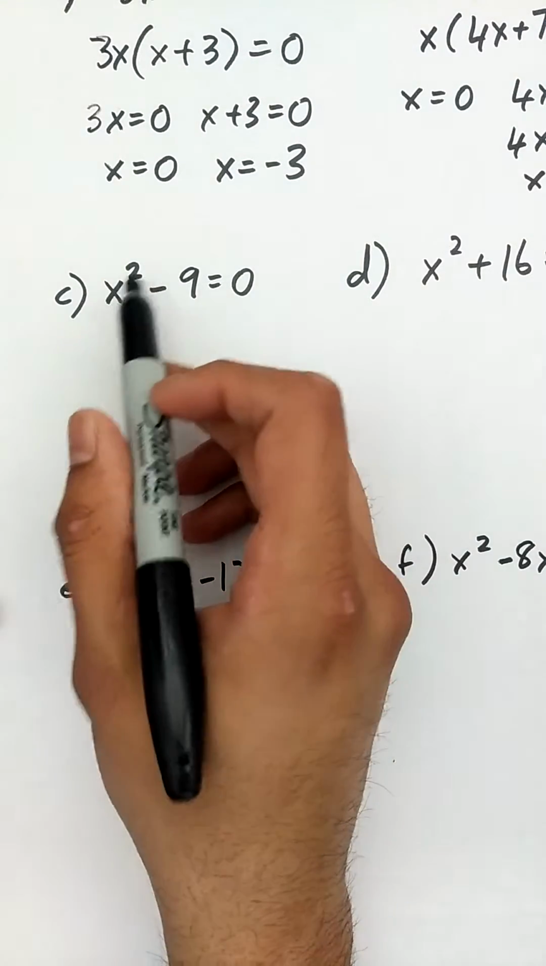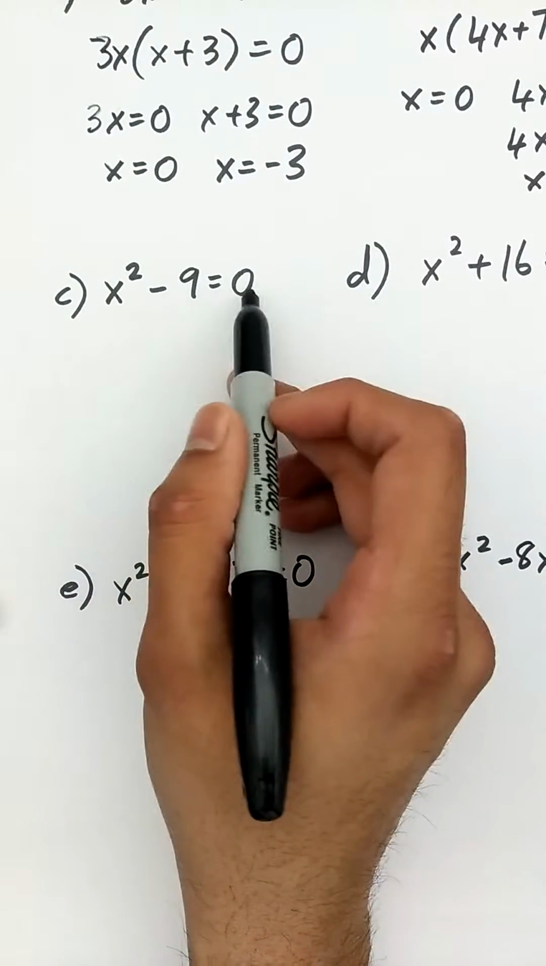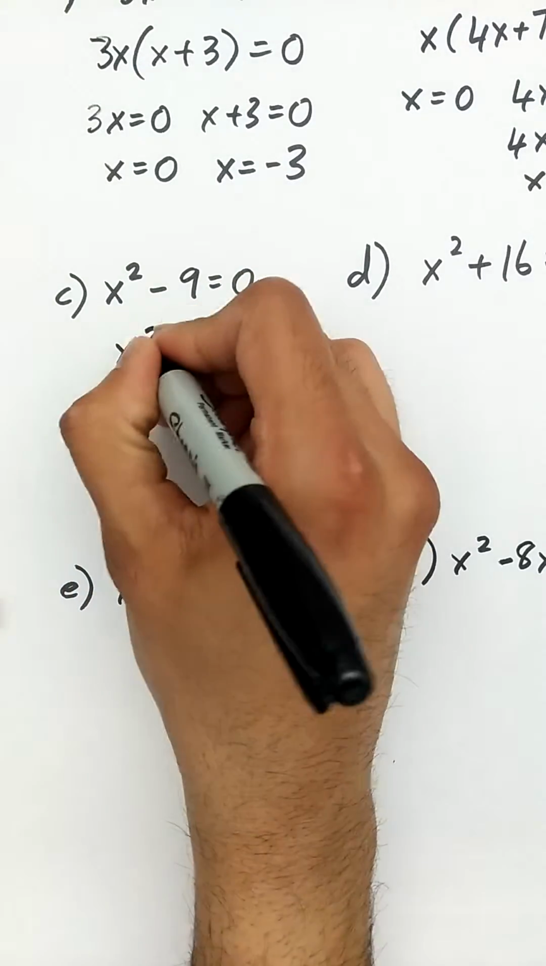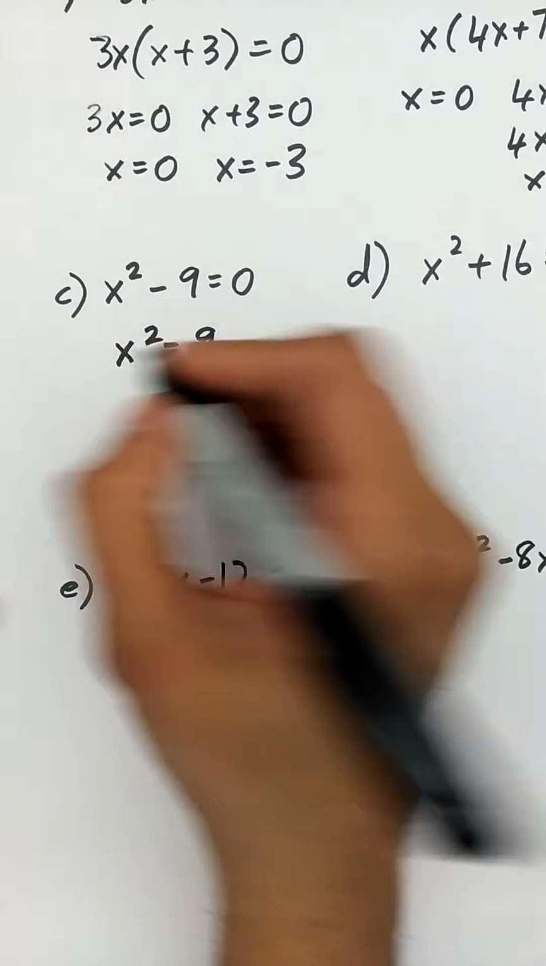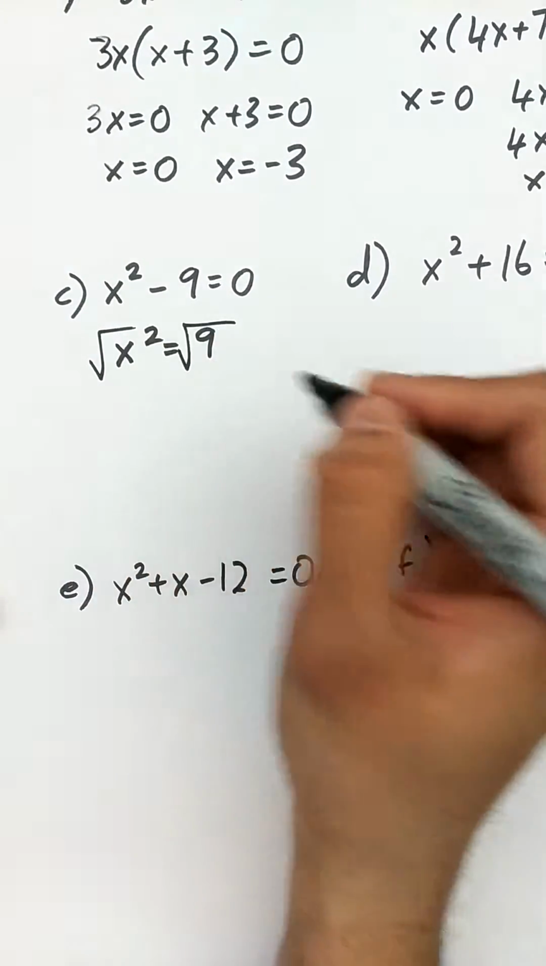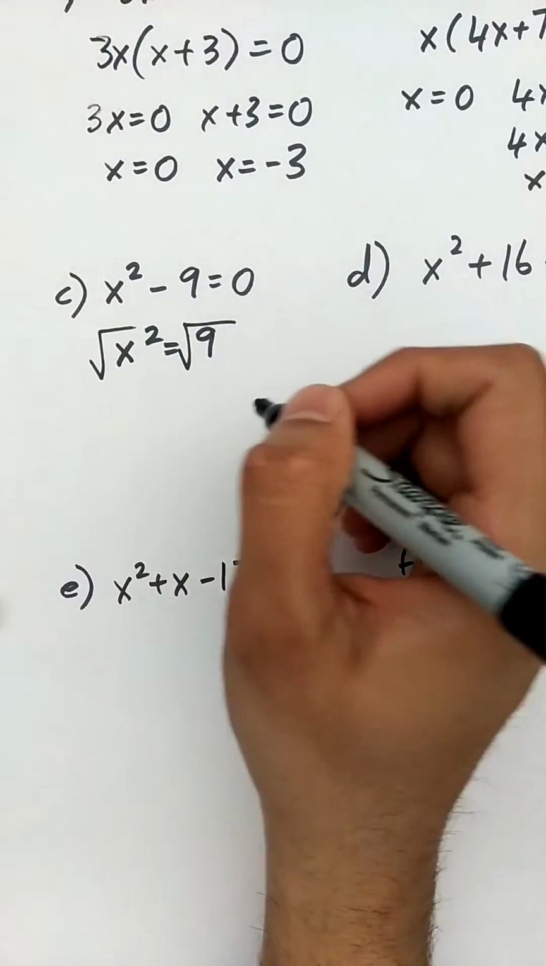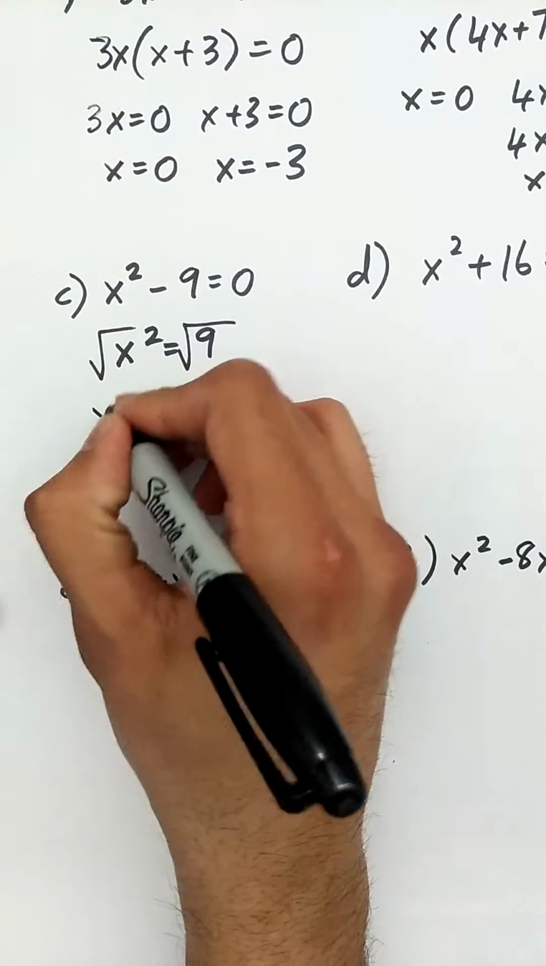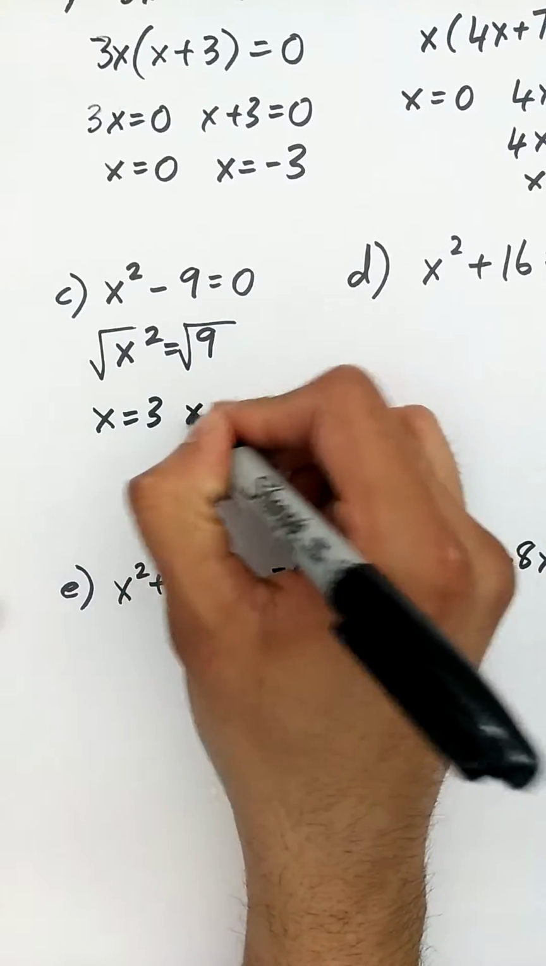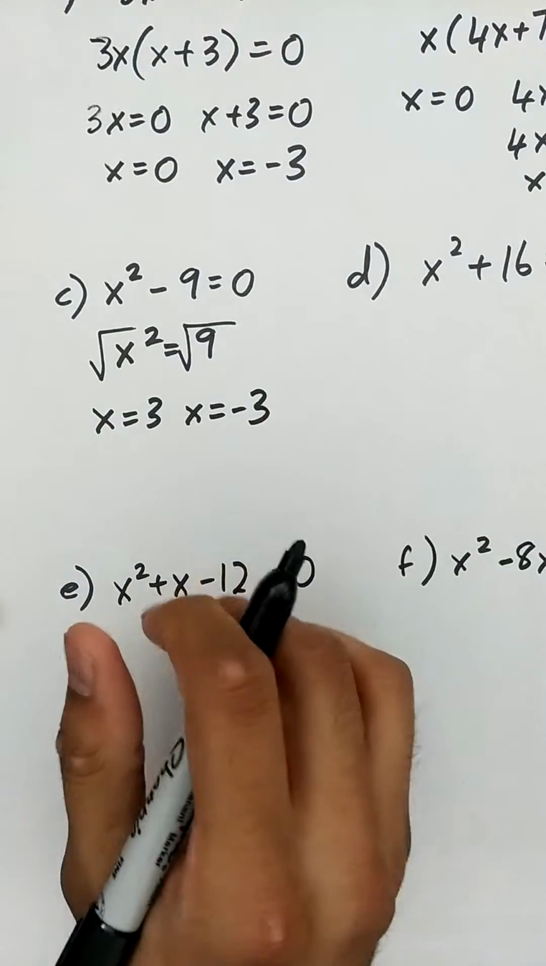In this third example, I have an x squared and then I just have a number equals 0, so I can go x squared equals 9. And then I can square root both sides. So when you square root a number, remember you will have a positive and a negative solution, so x will equal 3 and x will equal -3.